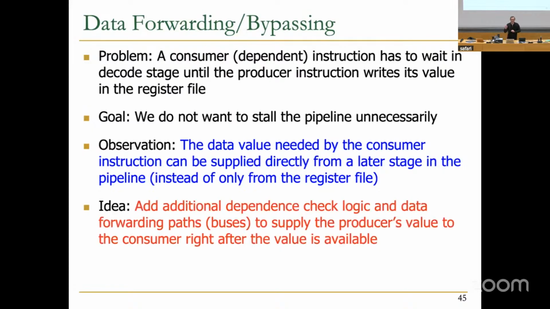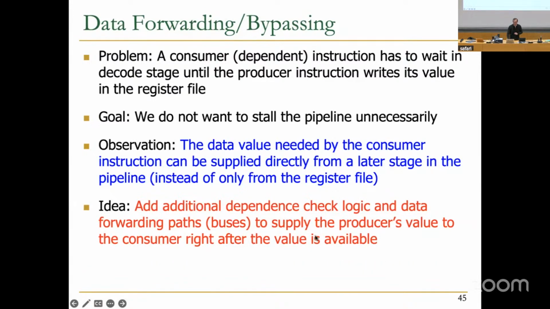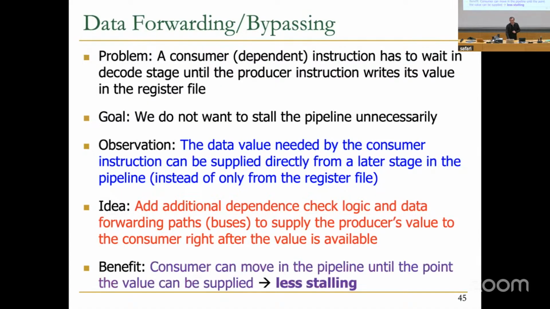Okay, so the idea here is to add additional dependence check logic and data forwarding paths and buses to supply the producer's value to the consumer right after the value is available. So we're not going to add a memory, but we're going to really directly supply with wires. If it's a 32-bit value, we're going to supply that value with 32 wires to the consumer, right after the value is available. And the benefit is that the consumer now can move in the pipeline until the value can be supplied. So there's less stalling. You don't have to wait until the value is written to the register file.